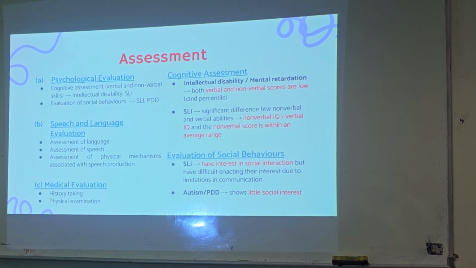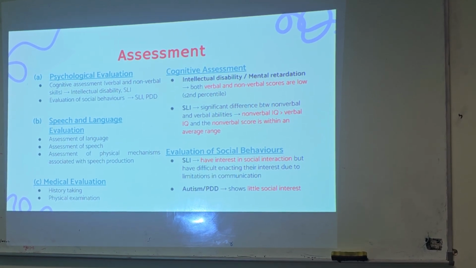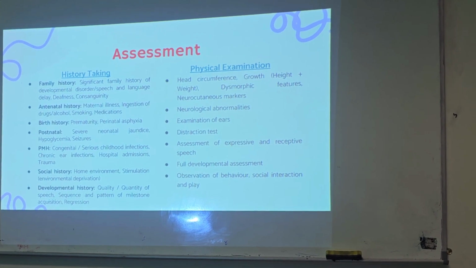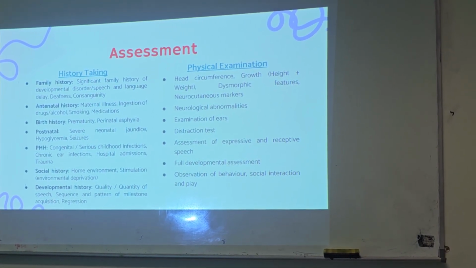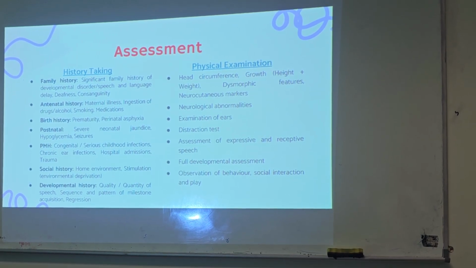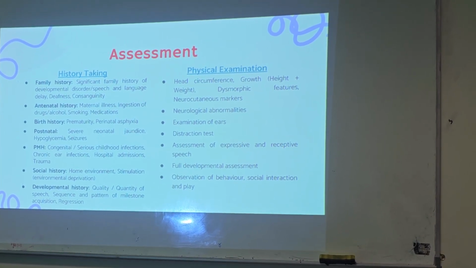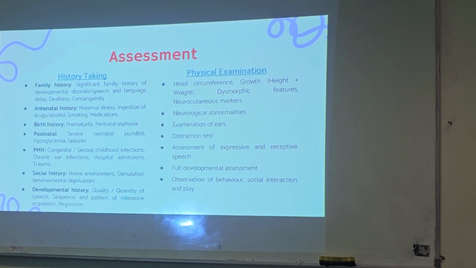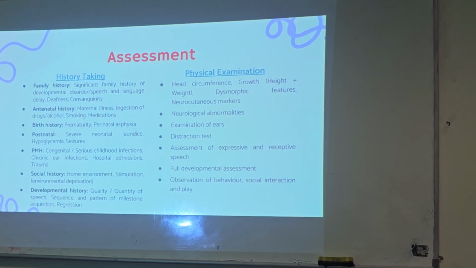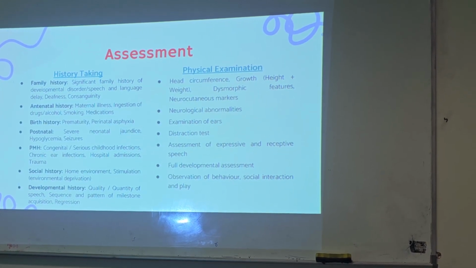Then the last one is definitely your medical evaluation, which includes history taking and physical examination. Some of the parts you want to focus on in your history is definitely your family history. As I mentioned, there can be a genetic predisposition, and you also want to find out whether their parents not only have this speech and language disorder or delay, but whether they are deaf or mute. Another thing you want to know is if it's a blood-related marriage, because this can also increase the chance of inheritance by the child.